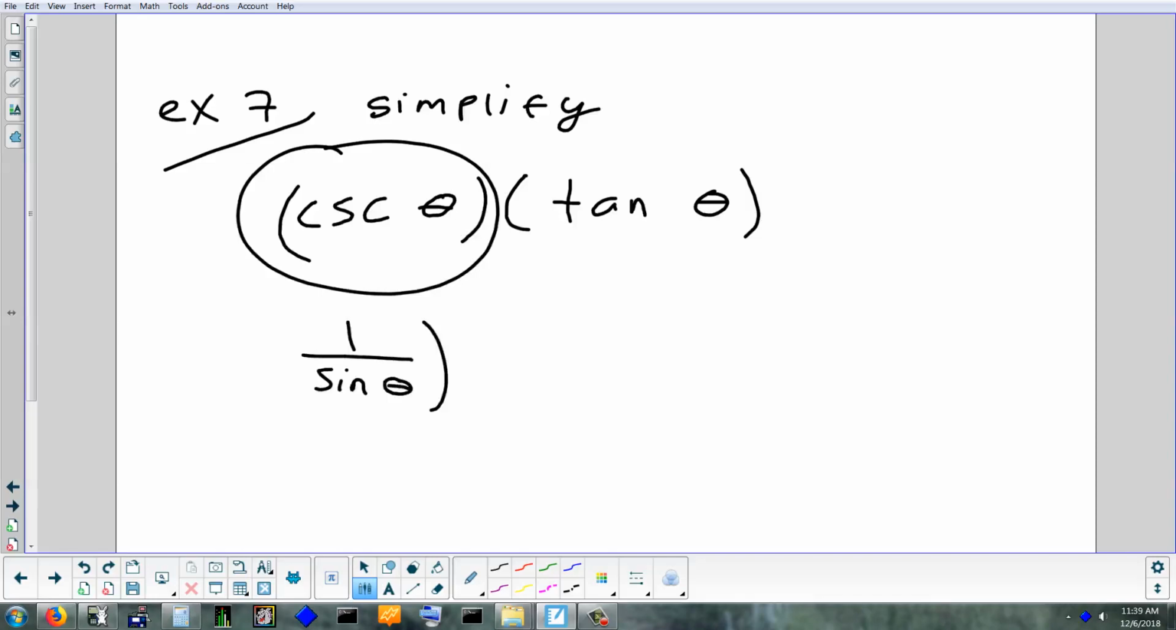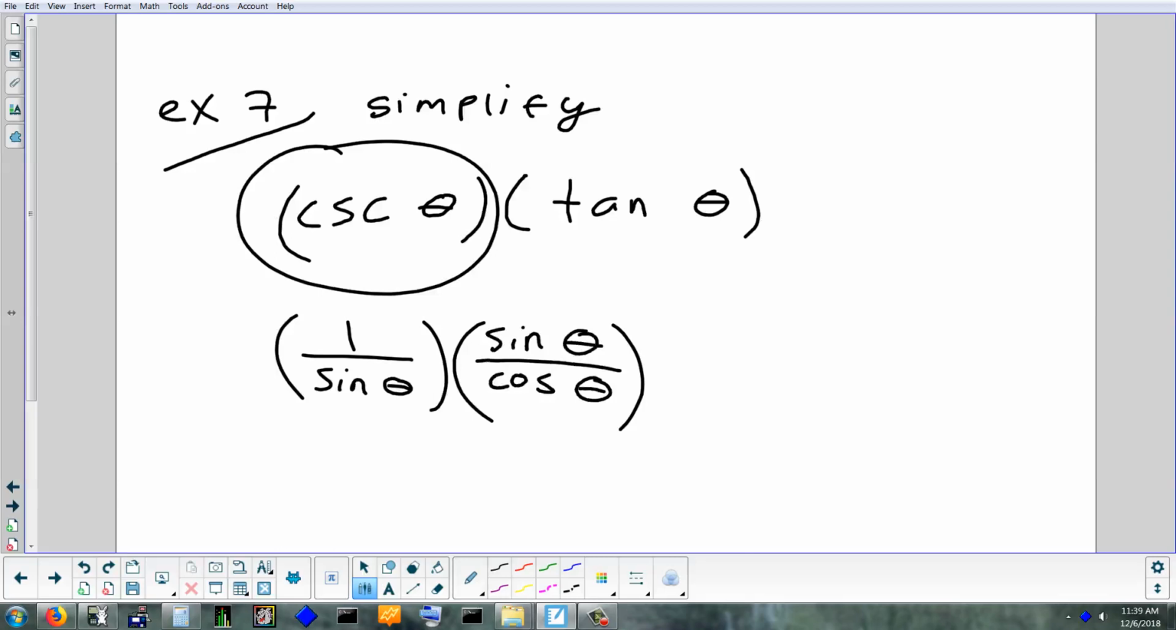All right, so I'm going to start with that. Now I'd like to do the same thing with tangent. I would like another way to write tangent. So if you look at your formulas, I'm going to look for one that says tangent equals, and I think there's two to pick from. I would like the one that has sines and cosines in it. Sine over cosine. It's sine over cosine.